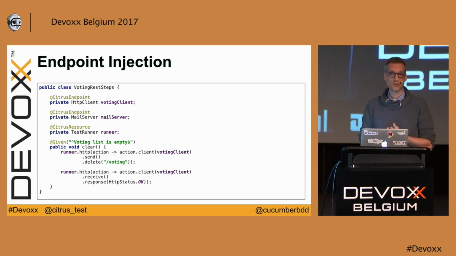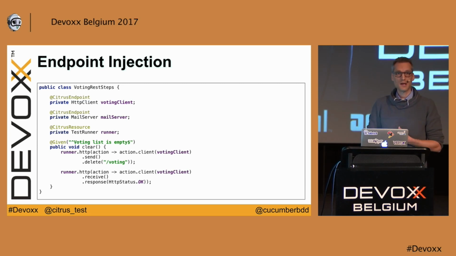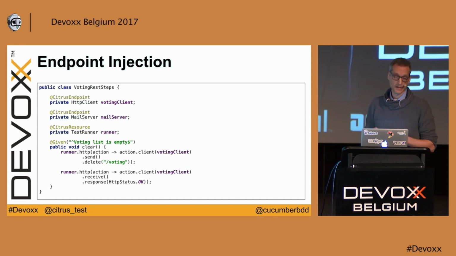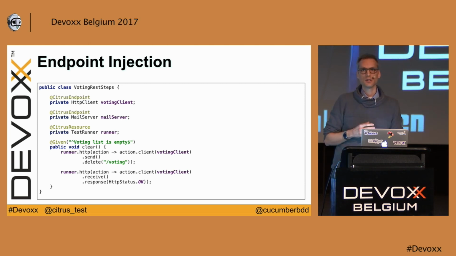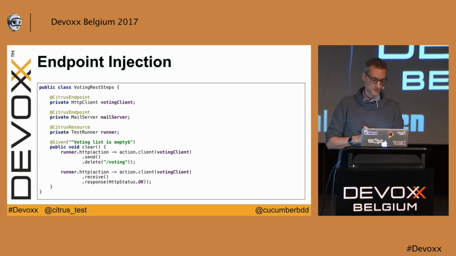Right here, we just call the runner.http, and we give the voting client as a component, and then we send out a delete operation on /voting, and this will then just send out the HTTP call, and we want to receive a response, and this response is supposed to be HTTP status OK. So every time Citrus receives a message, you can give an expected message content. So you can give just message header information, you can give payload information, you can use XPath or JSON path validation here. So this is all in the runner API. Right here we receive that response and we just check that it's an HTTP status OK.